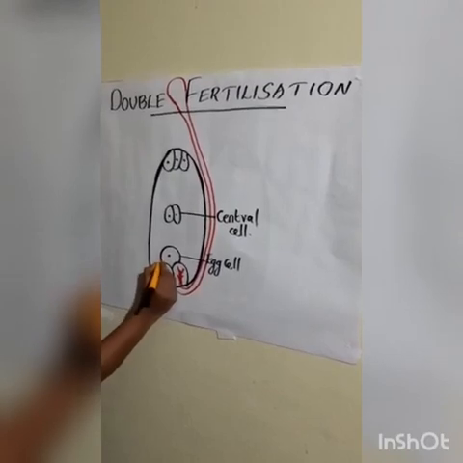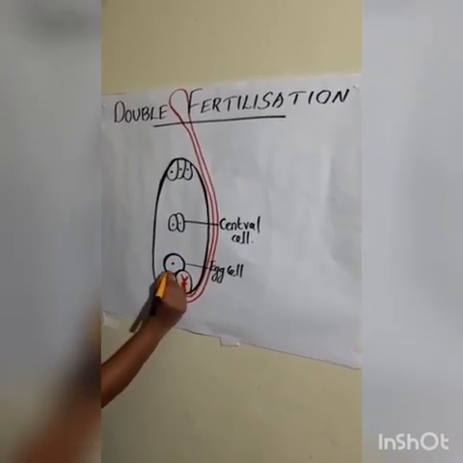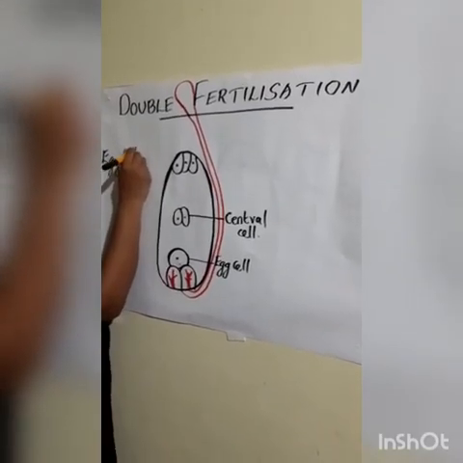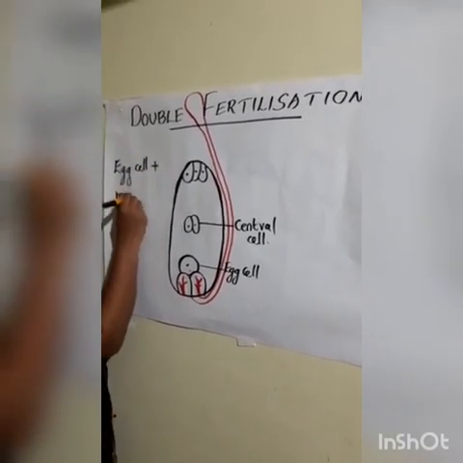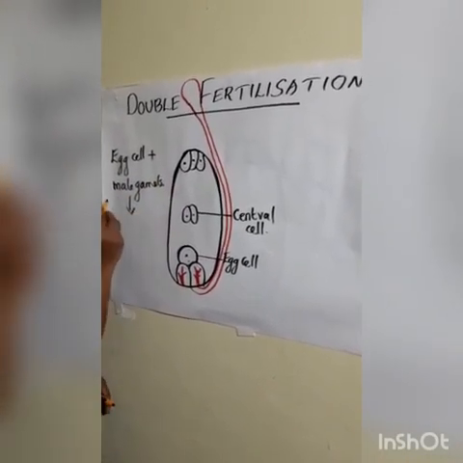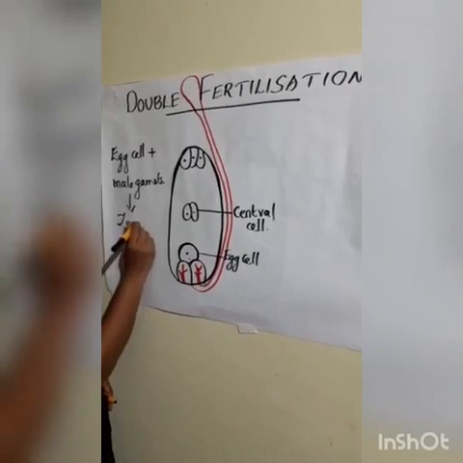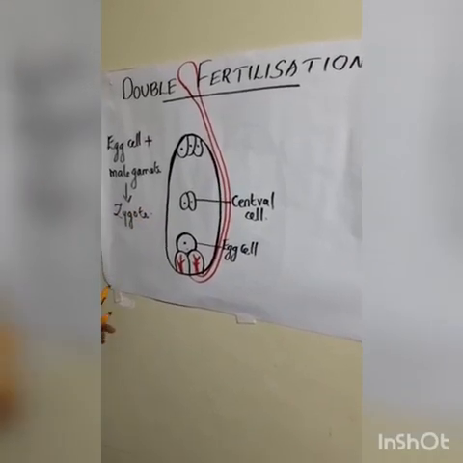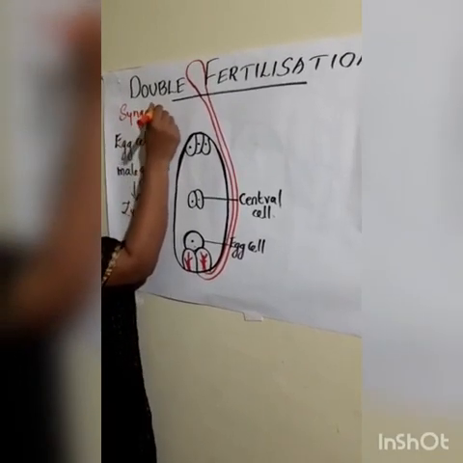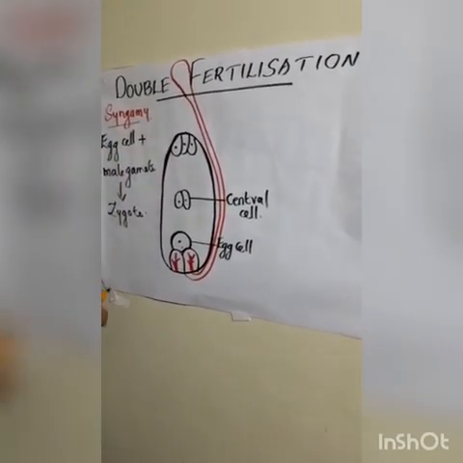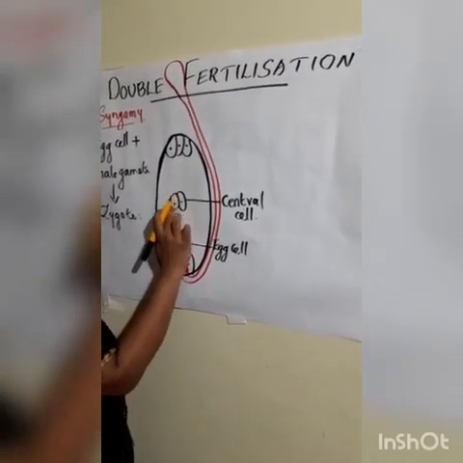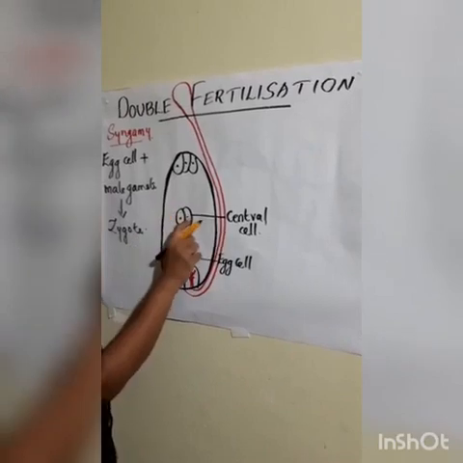One among the male gametes combines with the egg cell. We know that the egg cell is haploid in nature. This egg cell is combined with another haploid cell, that is the male gamete, and produces a diploid cell, that is the zygote. This process is termed syngamy. Clear?